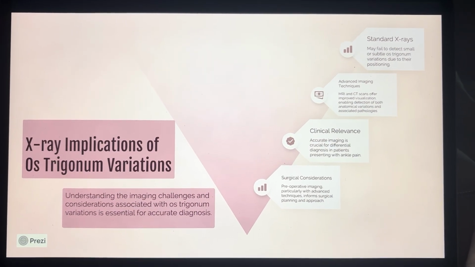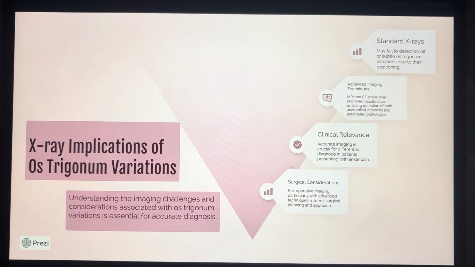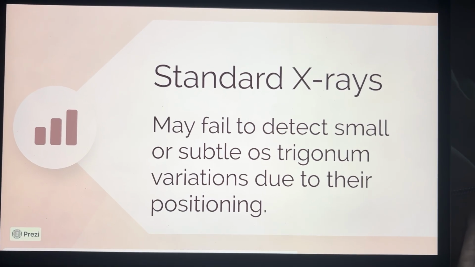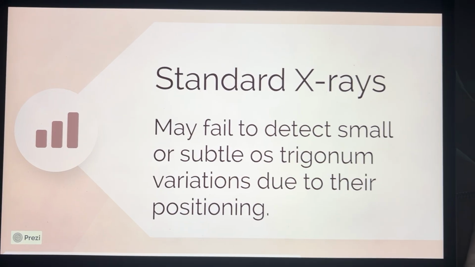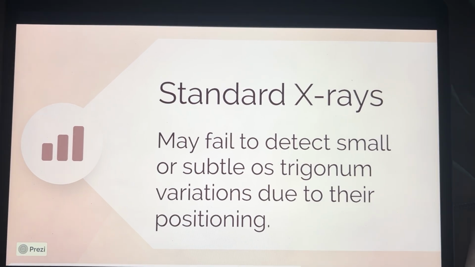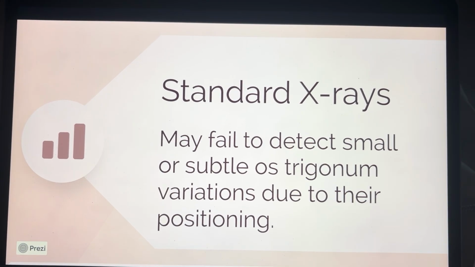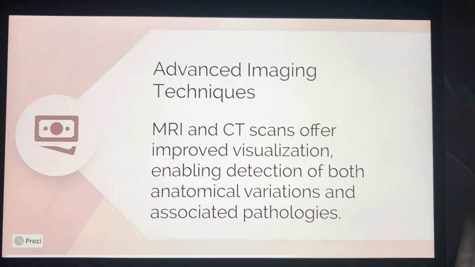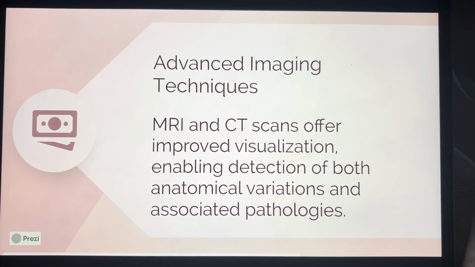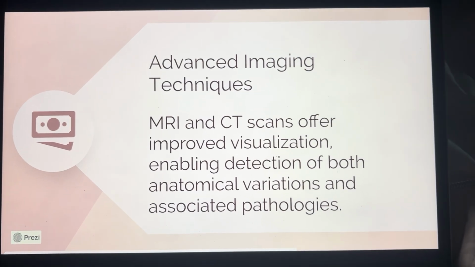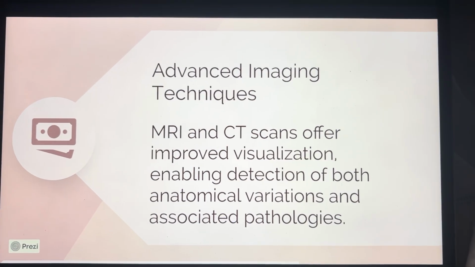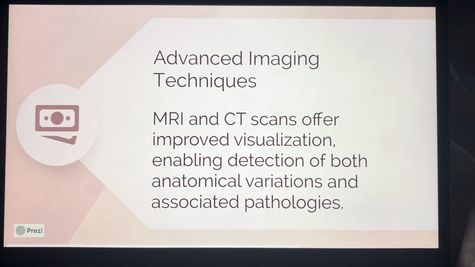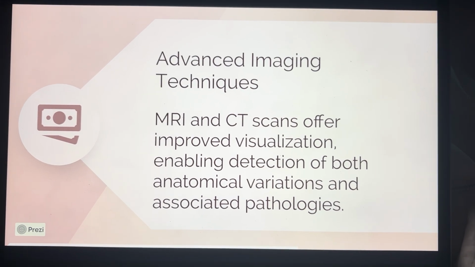X-ray implications of the os trigonum variations. Standard X-rays may fail to detect small or subtle os trigonum variations due to their positioning. It's a very, very small bone, so sometimes physicians will have trouble picking it up on X-ray. Advanced imaging techniques, MRI and CT scans, do offer improved visualization, so sometimes this will be used instead of X-ray. It enables detection of both anatomical variations and associated pathologies.